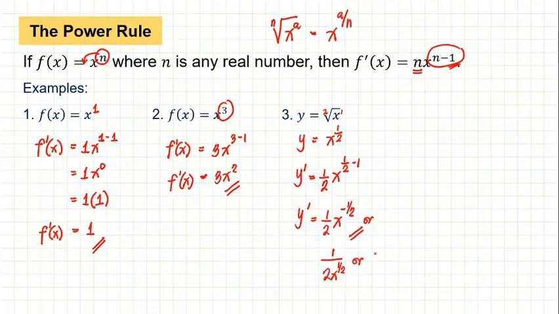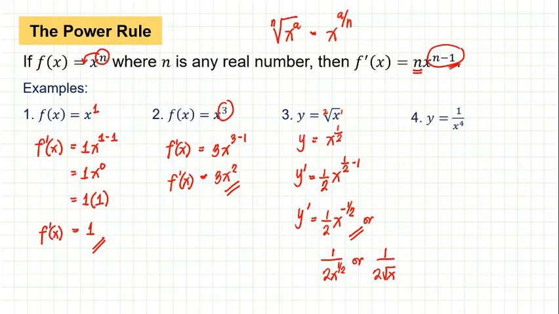Or you can also rewrite it as 1 over 2 square root of x, since x to the 1/2 is square root of x. Any of these three forms, you can have that one as your answer because the three forms here are actually equivalent expressions. So magkapareho lang yan lahat. So you can choose any of these forms as your final answer. So it's up to you. Okay?